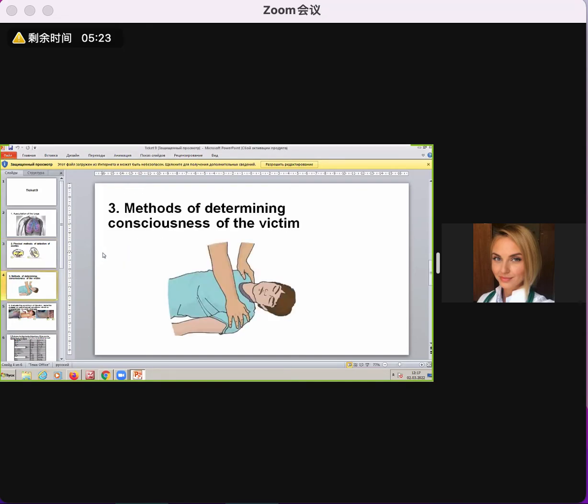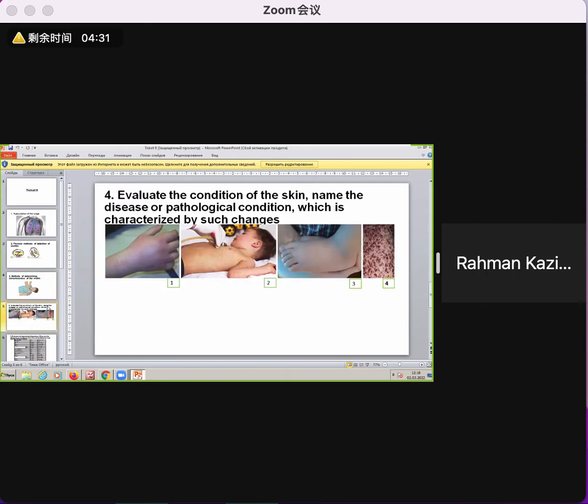So, methods of determining consciousness. Consciousness. Responsiveness to stimulus. By shaking the victim. Response to stimulus. Shake the victim lightly, then ask loudly, are you okay? Loudly, in each ear. Yes, two in each ear. Very good.